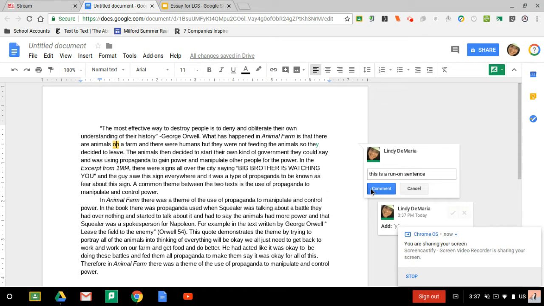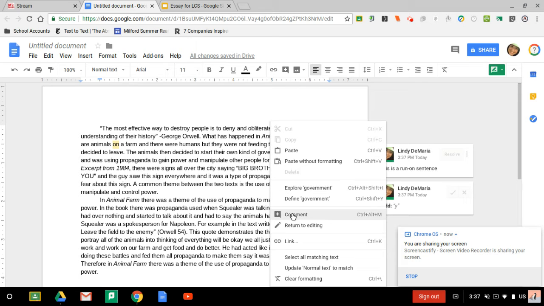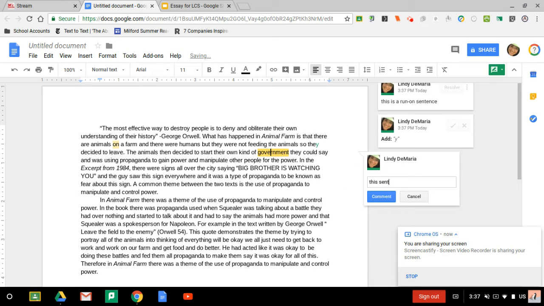Okay. It says, "The animals then decide to start their own kind of government, they could say, and was using propaganda to gain power and manipulate other people in the power." And this is just very awkwardly worded. So I'm going to make the comment, this sentence does not make sense.